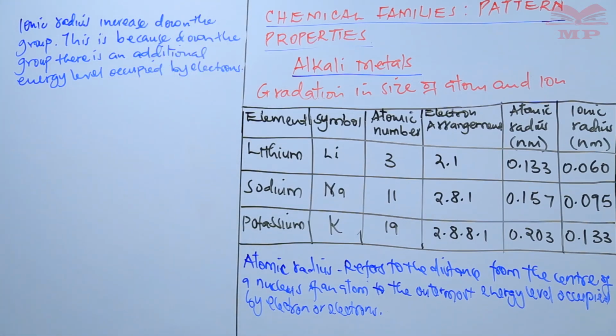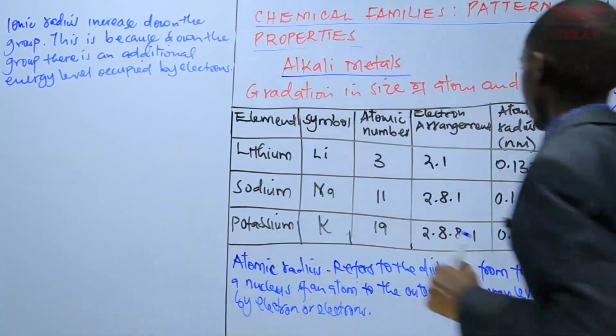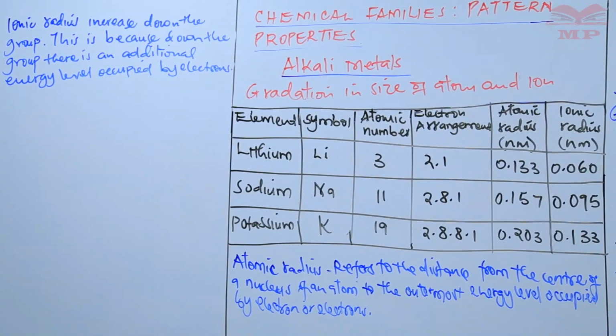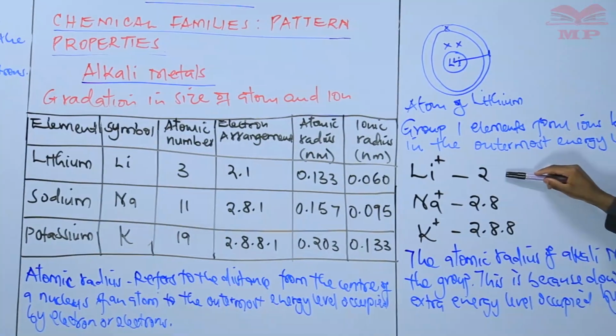So again, ionic radius increases down the group, and this is also because down the group there is an additional energy level occupied by the electrons. And this one can be explained using what I have written here, that lithium, after forming ions, has been left with one energy level.